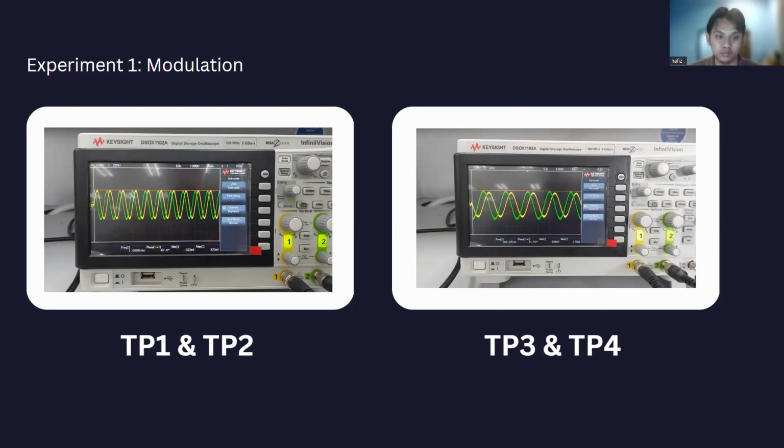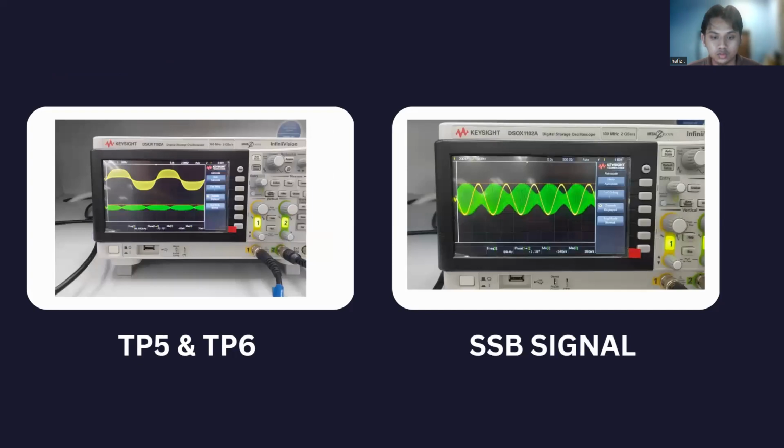For experiment 1, this is the result. The yellow one is TP1 and the green one is TP2. For TP3 and TP4, the yellow one is TP3 and the green one is TP4. For TP5 and TP6 it is also the same: the yellow one is TP5 and the green one is TP6. And we can also see the SSB signal.